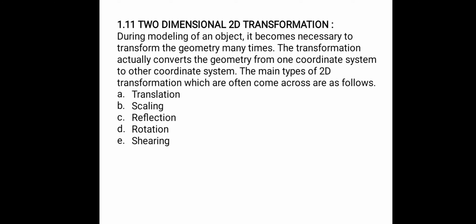Two-dimensional transformation. During modeling of an object, it becomes necessary to transform the geometry many times. The transformation actually converts the geometry from one coordinate system to another coordinate system. The main types of 2D transformation which are often come across are as follows: translation, scaling, reflection, rotation, shearing.